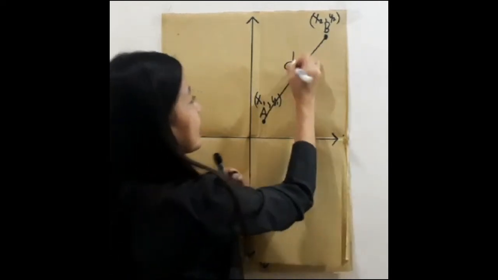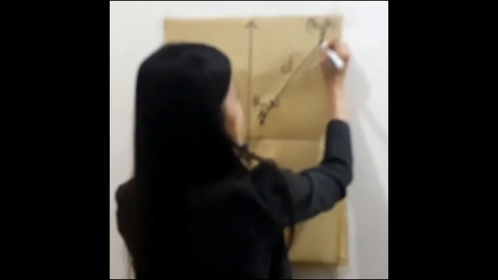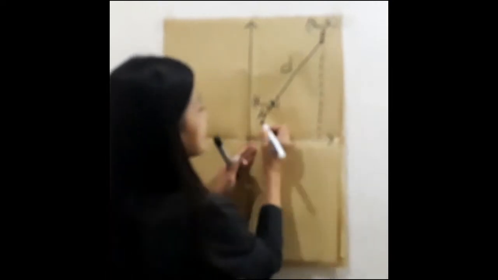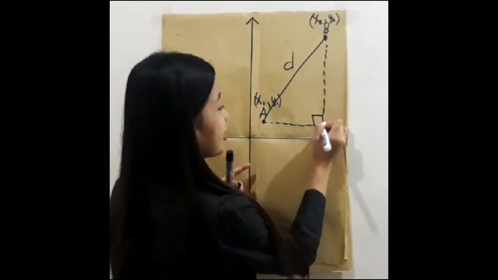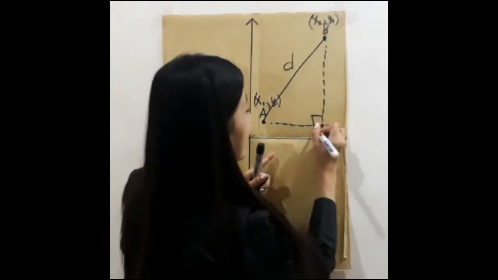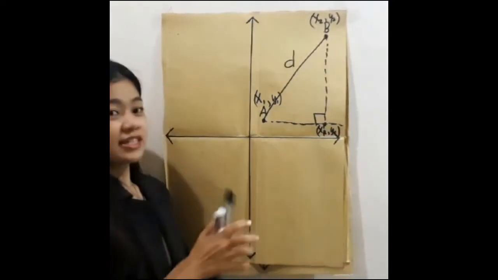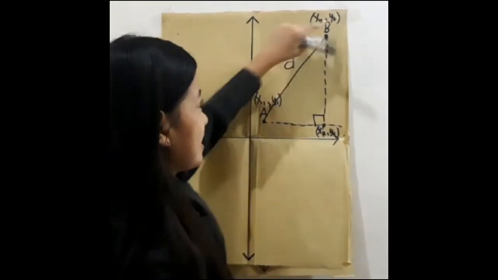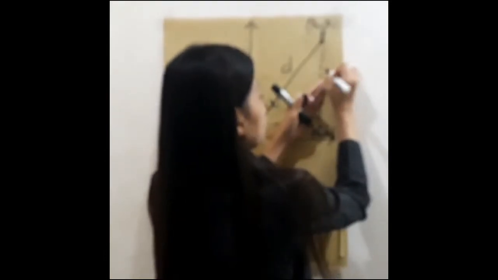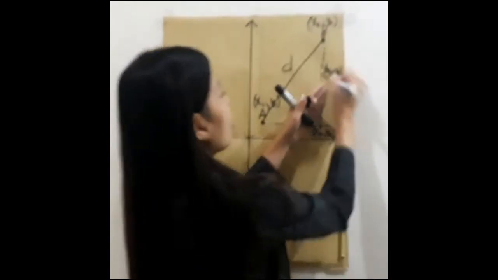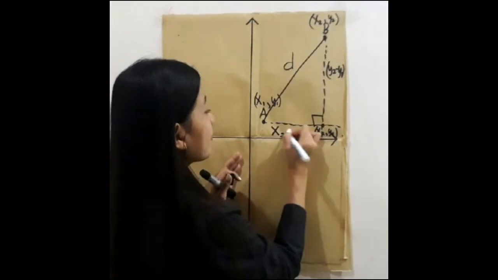So this is D. And using the concept of the Pythagorean theorem, if we extend this line here and then this line here, we form a right triangle. And this point is now x sub 2 and y sub 1. So, given this distance is y sub 2 minus y sub 1, while this distance here is given by x sub 2 minus x sub 1.